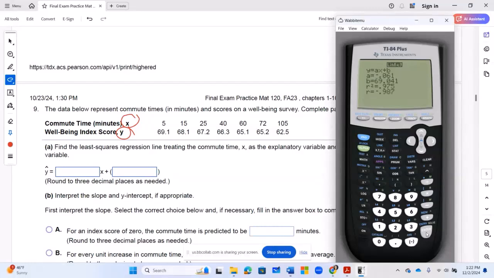Okay, so this is actually everything that I need to know. They told me the kind of linear equation I have, and they told me that A is the slope and B is the y-intercept. Okay, so I can actually write it down here. Alternatively, you go to y equals, and you see the equation in Y1.